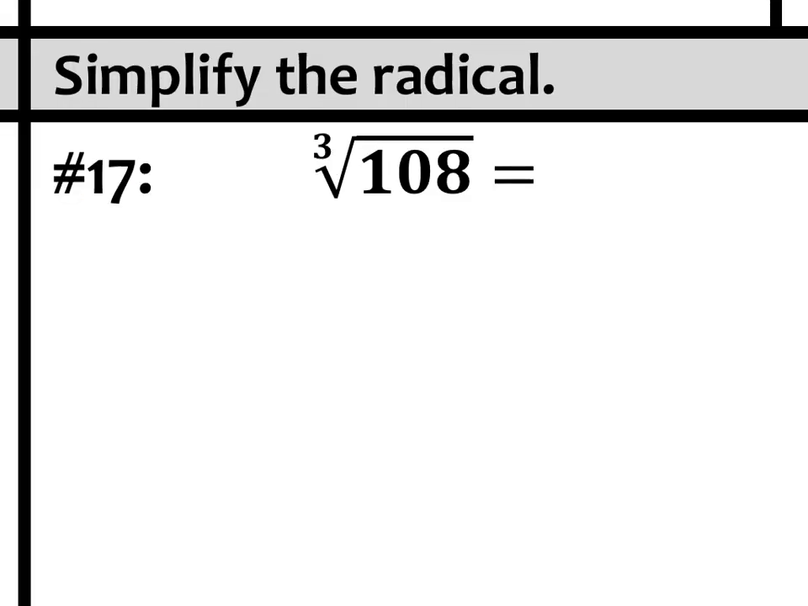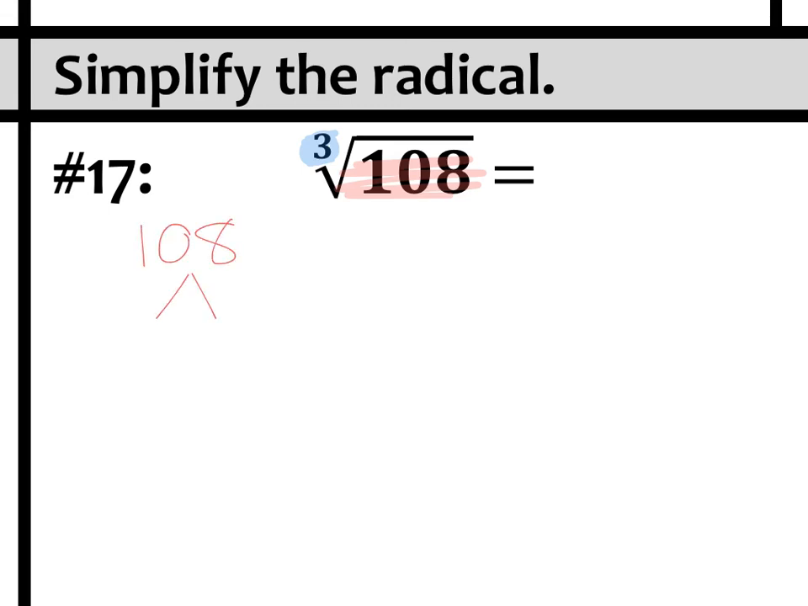Okay, number 17, we are simplifying the radical. There's several important things that you need to notice on this. First off, the root number is a 3. That means we're going to be looking for groups of 3 of the same number. The next thing is the number 108. We're going to take that number 108 and we are going to make a chart for it.